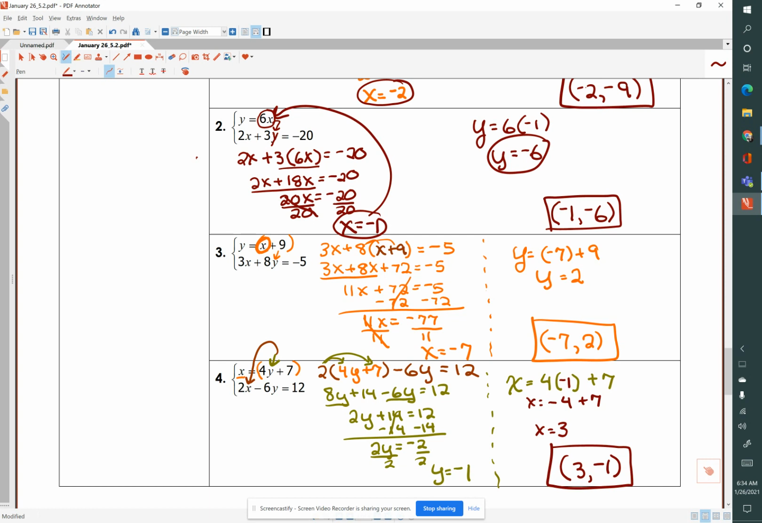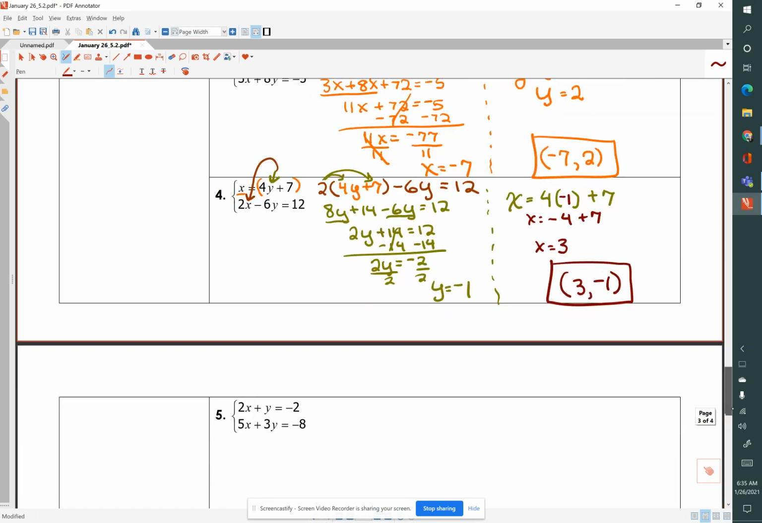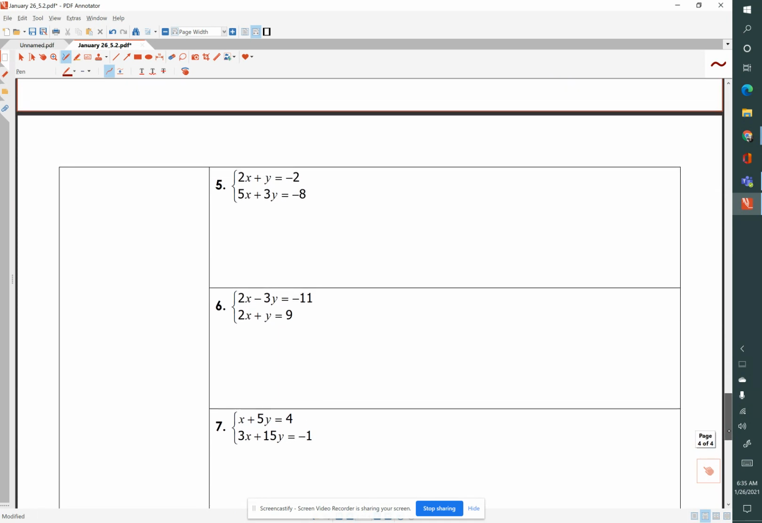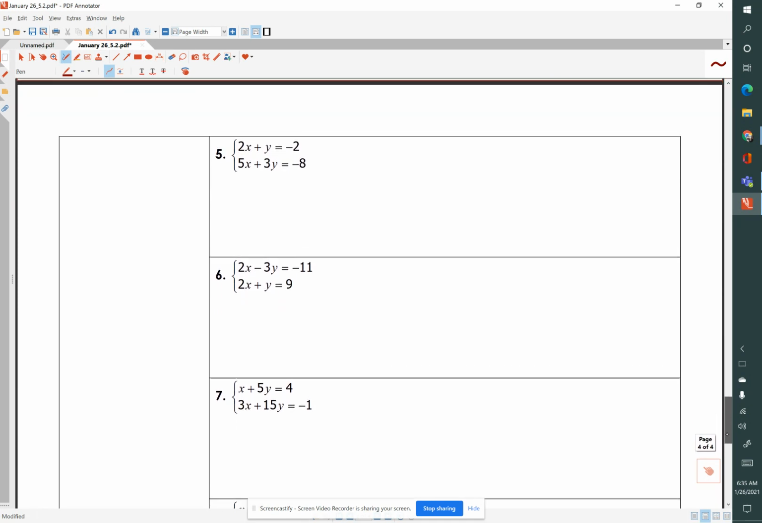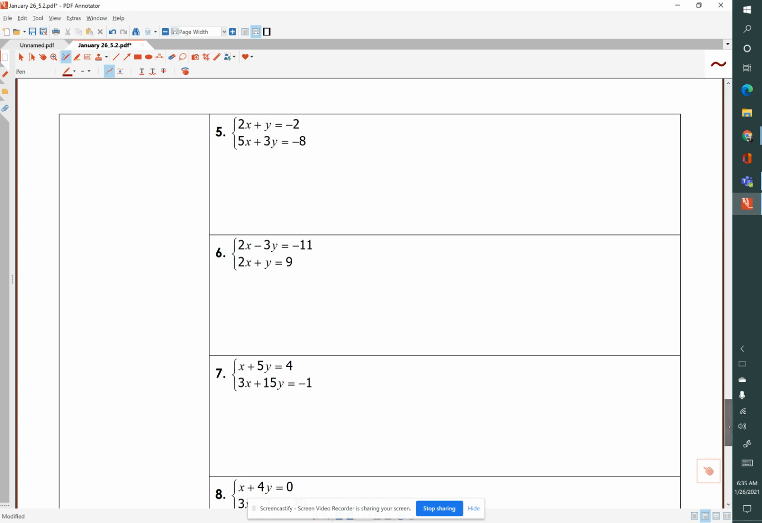And remember, you can always graph these on Desmos or by hand if you have graph paper, and check your solution that way. So I'd like you to go ahead and try number 5 and 6, and I think we'll do number 7 together. So try those. A hint with number 5, you're going to have to solve this. What I would do is solve this first equation for y. So I'll try it first, come back to the video.